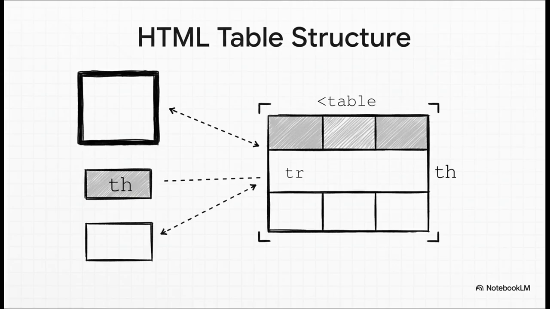Well, it all comes down to 4 core tags that work together like building blocks. First, you have the main table tag that holds everything. Inside that, you build your table row by row with the TR tag. And then, inside each row, you put your cells. You'll use TH for the bold headers and TD for the regular data.